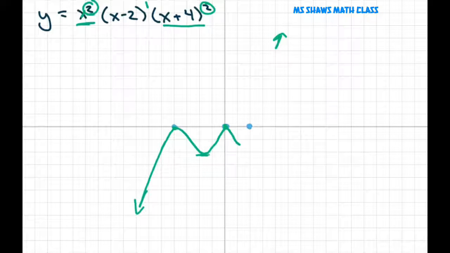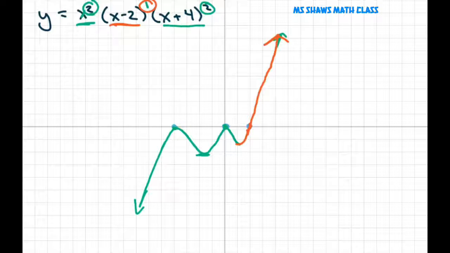And again, we're not going to worry about how far down or anything. We're just going to get the general idea of the curve. So then when we go to our 2 here, that is an odd number, so that means we can cross. So we're going to cross the x-axis, and there's your graph.